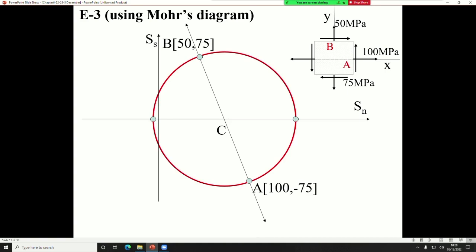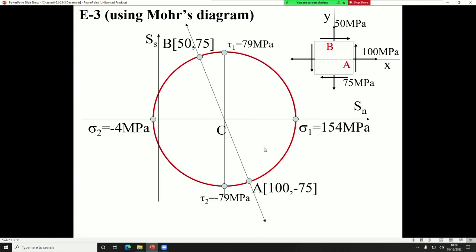The first thing you see are the coordinates of the principal stresses. So this is the maximum principal stress. You can see we have no shear stress acting at this point, which is bigger than this. So this is the maximum principal stress of 154, and this is the minimum principal stress of minus 4 megapascals. The maximum shear stress is 79. The minimum is minus 79. You can see 79 is 154 minus minus 4, divided by 2.